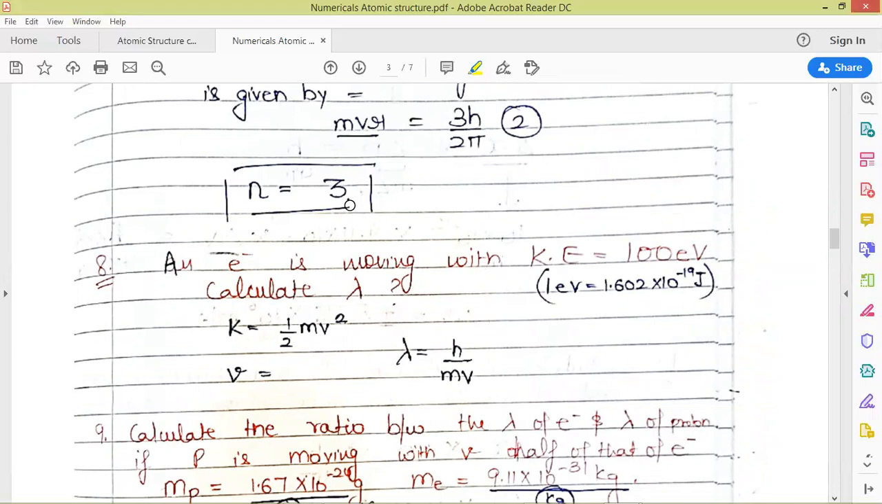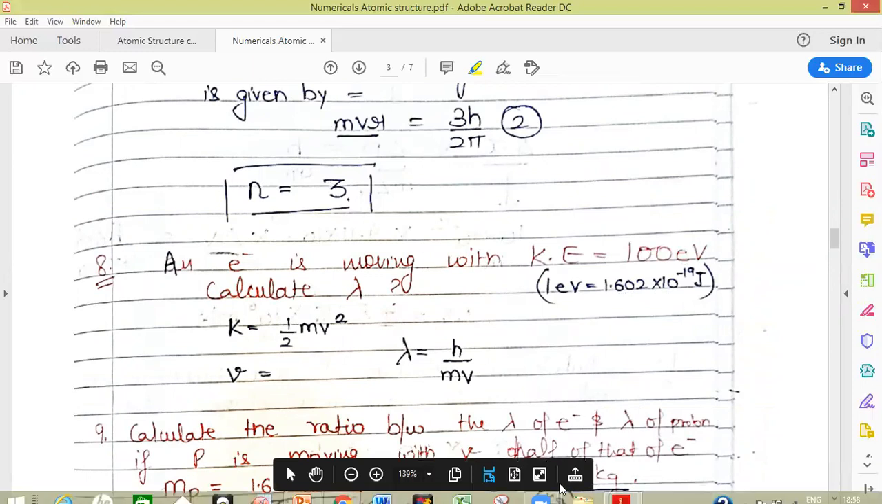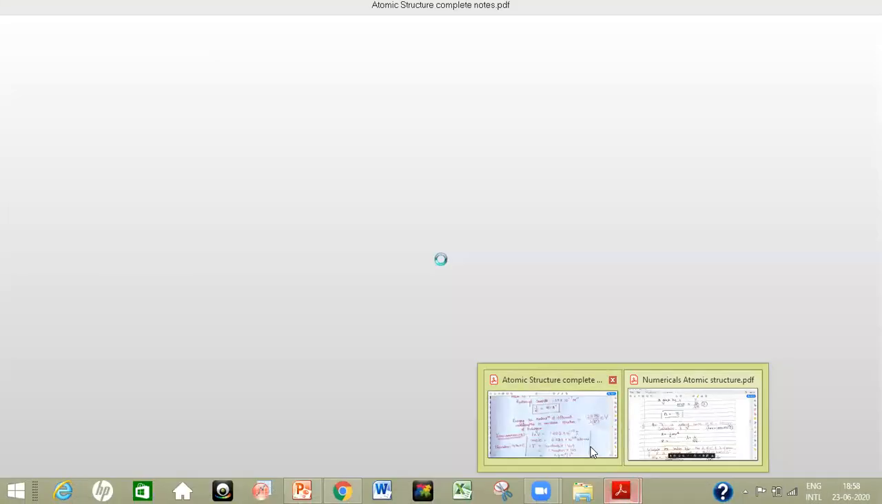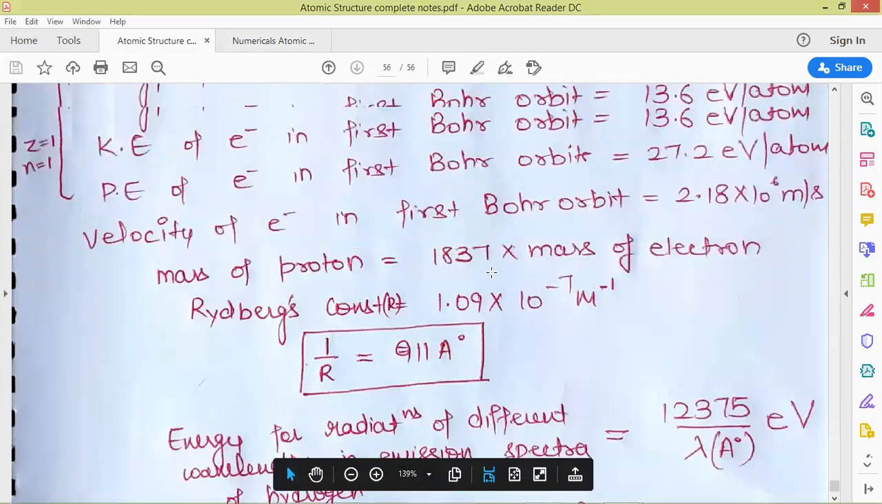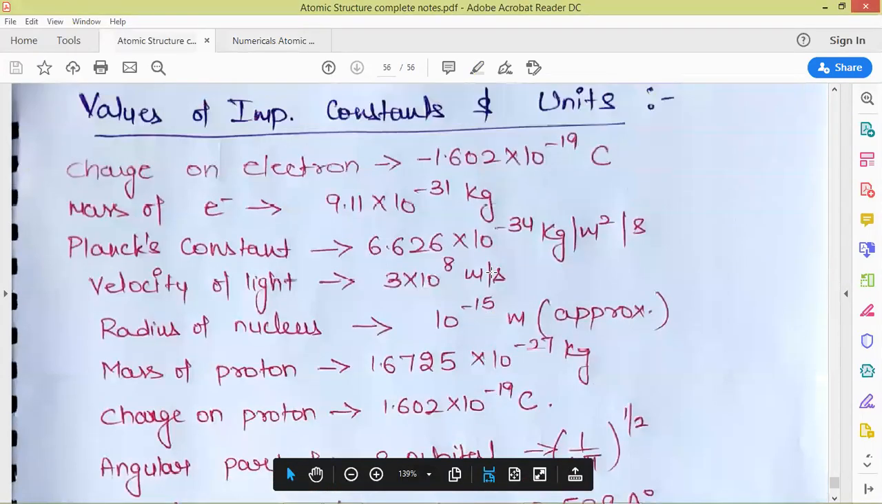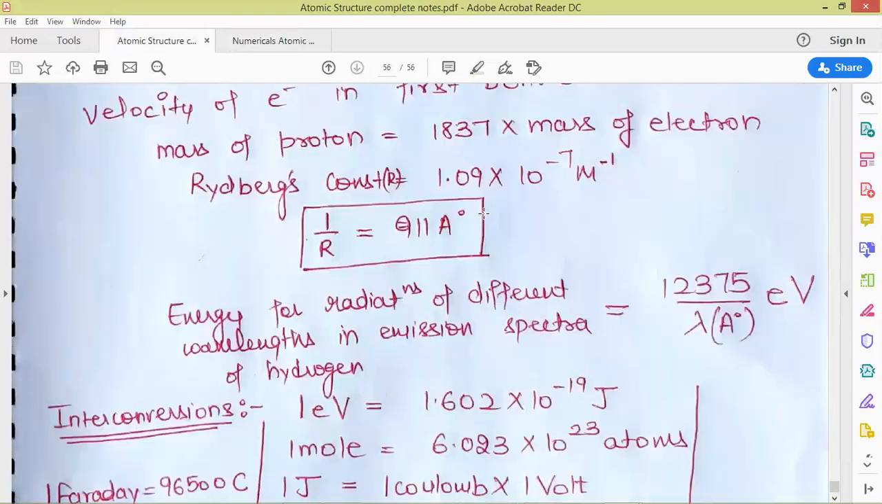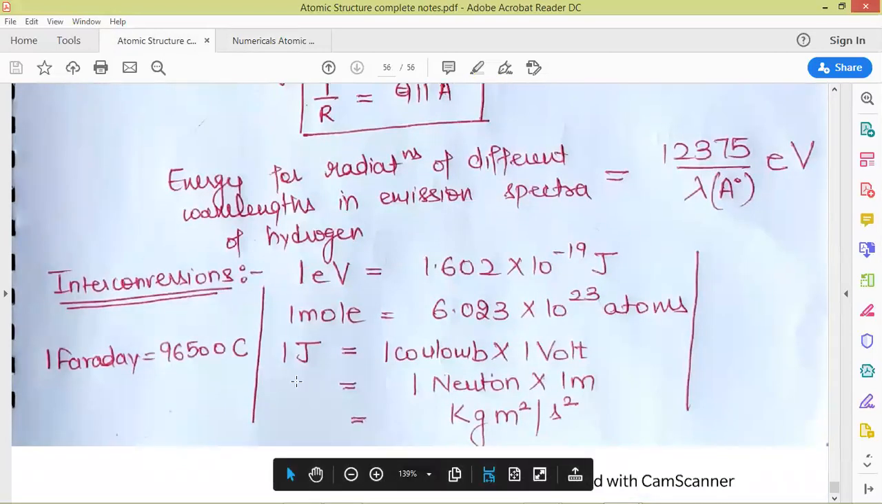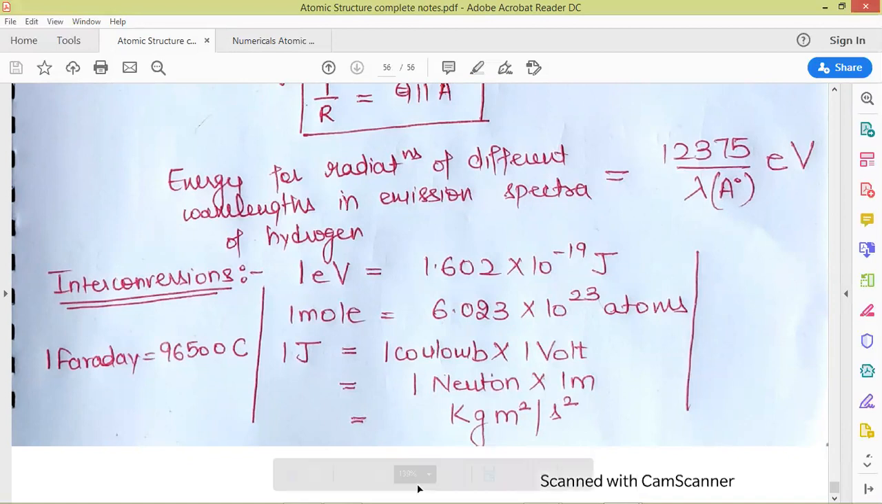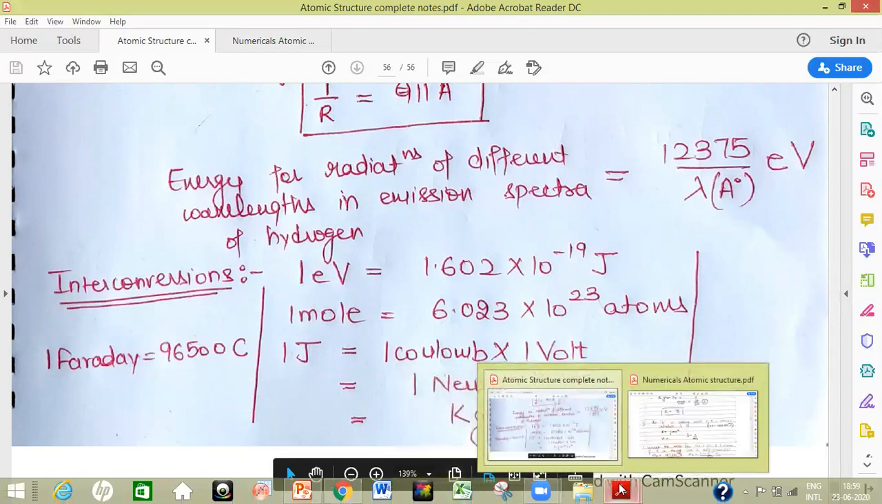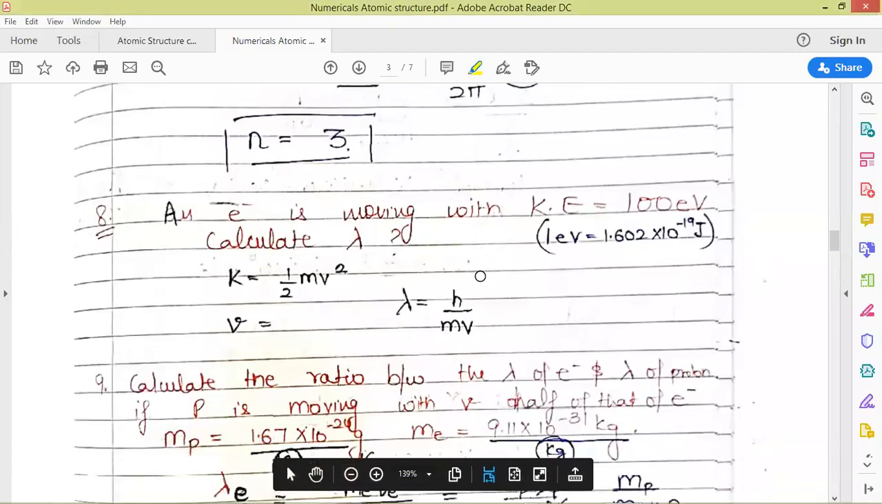Next is an electron moving with a given kinetic energy. Here kinetic energy is given in terms of electron volts, so you must know this conversion factor. I have already shared with you the important formulas used in the whole unit, that is atomic structure, and important conversions which you have to memorize: 1 joule is equal to 1 coulomb volt, 1 newton meter, and kg meter square per second square, and 1 electron volt is equal to 1.602 into 10 to the minus 19 joules. These are the interconversions you must know.